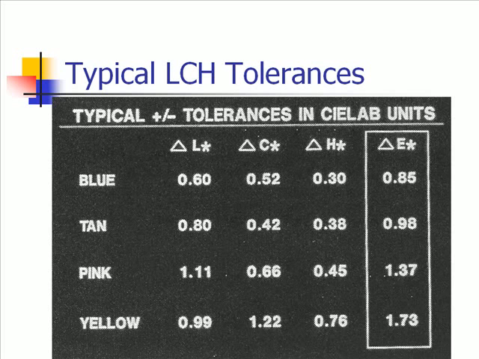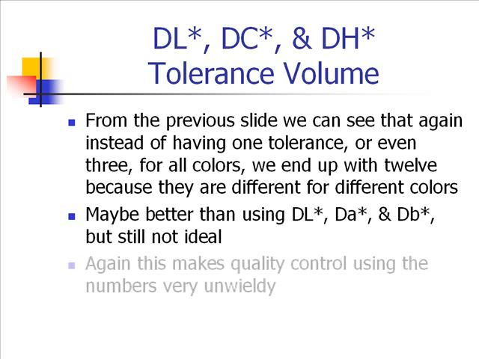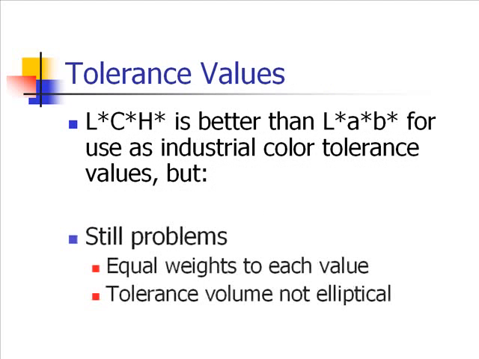Again, there we're talking about 12 numbers. That's getting unwieldy. We have the same problem with 12 numbers. It's better than maybe using delta L, A, and B, but it's still not the greatest. It's still not ideal. It again makes quality control difficult, complicated, and easily causing mistakes. LCH is better than LAB, but it still has problems like equal weights to each value and the tolerance volume not elliptical.